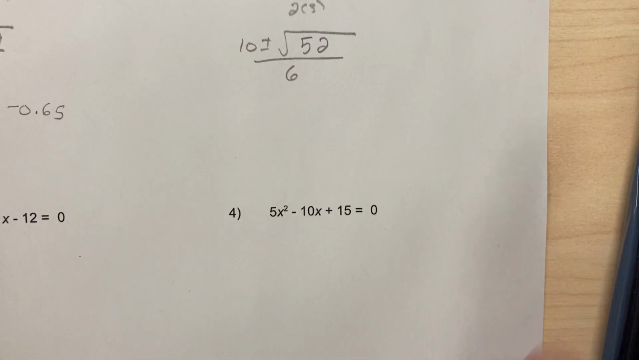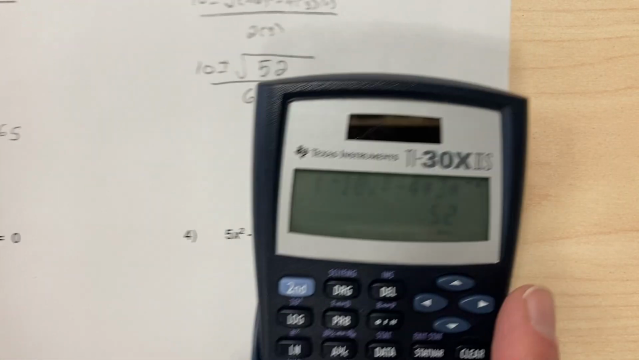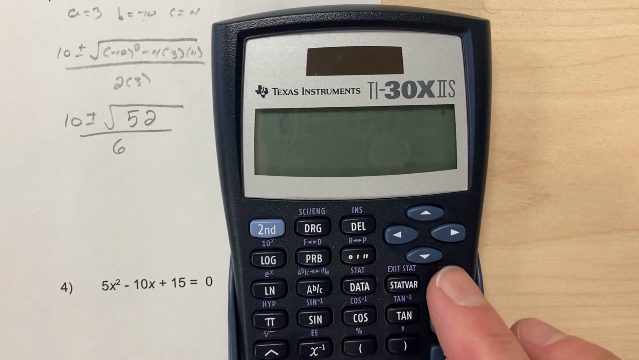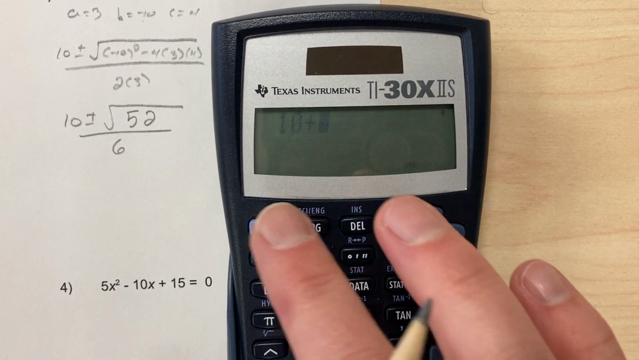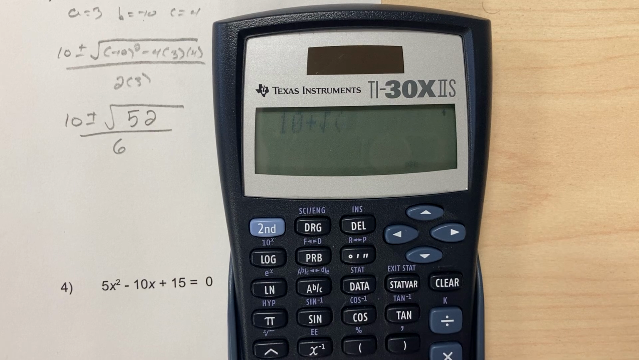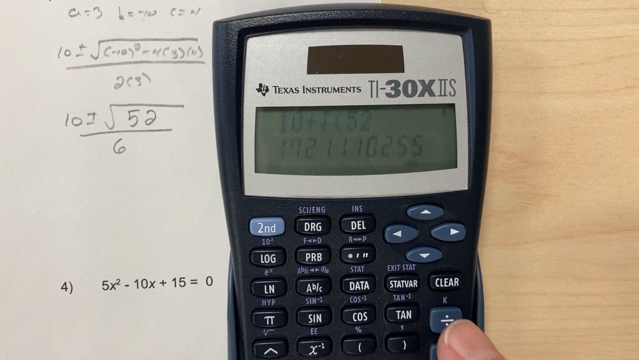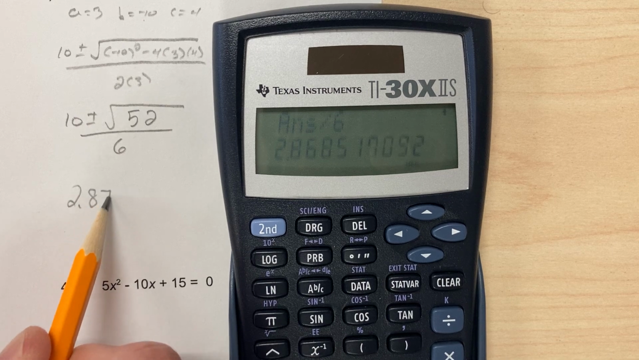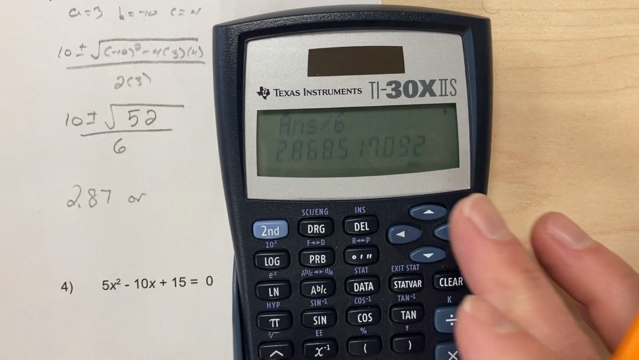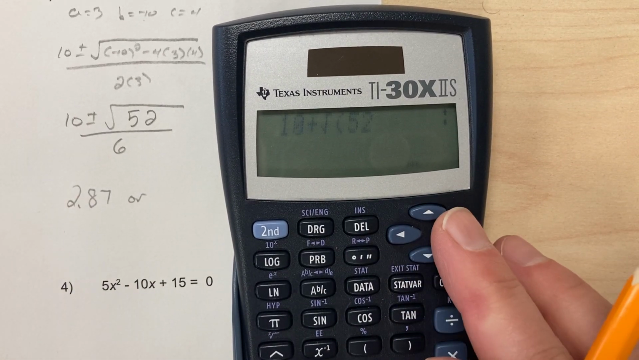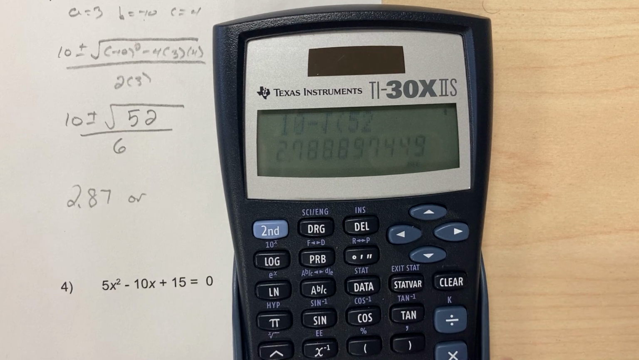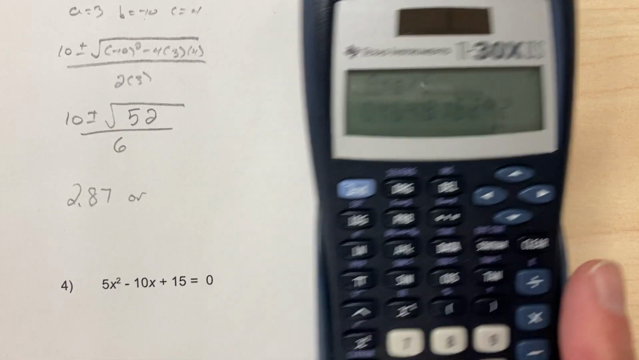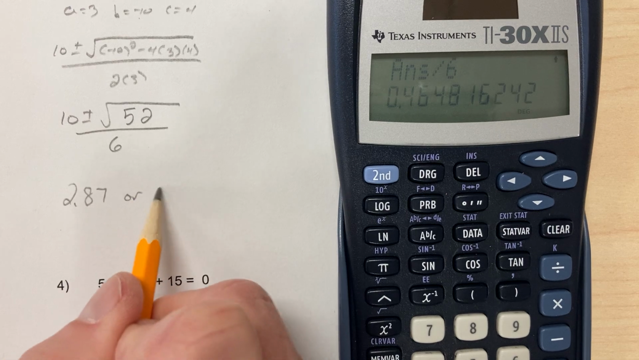Okay, so again, that is correct, but we want to see what that actually equals. So on the calculator, we're going to go 10 plus the square root of 52 divided by 6, and we get 2.87. Okay. Then we're going to do the same thing, but this time subtract. Divided by 6, we get 0.46.